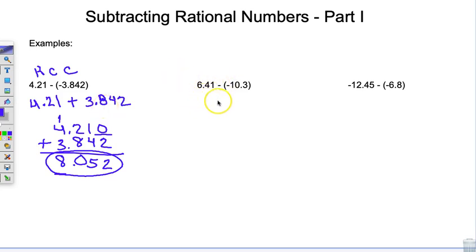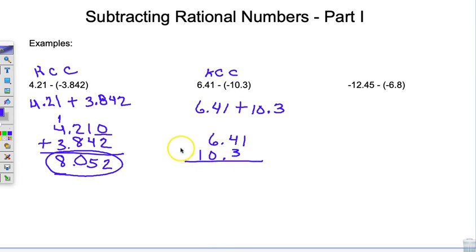Over here on my next example, if we keep the 6.41 and do change, change, I'm going to end up with 6.41. This changes to addition, and this negative 10.3 is going to change to a positive 10.3. Since they are still both positive, I can go ahead and come down here and just simply line them up. When you're adding decimals and you're only adding, it does not matter what order they come in. All you're doing is adding straight down: 16.71.